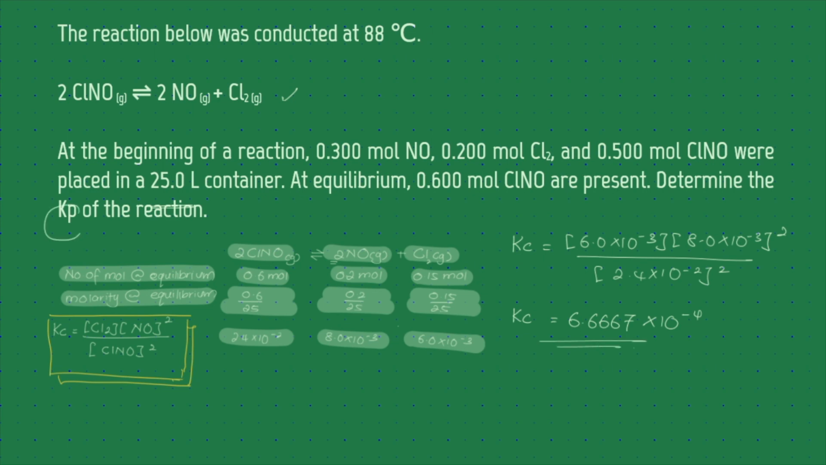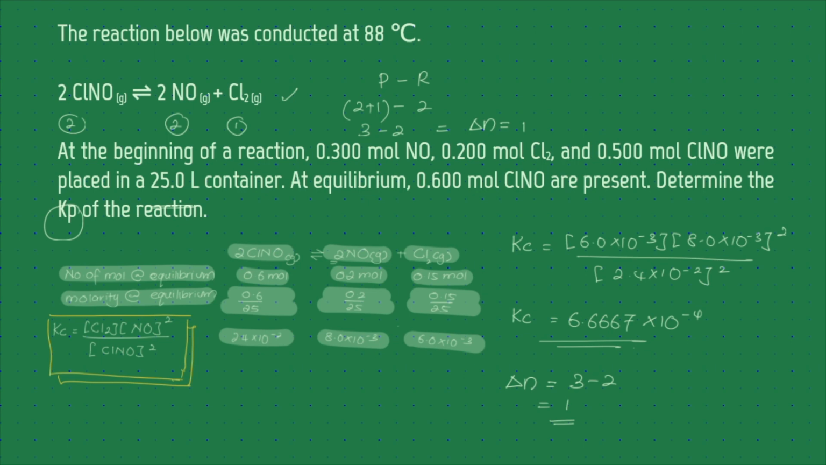But if you check again, you were asked to calculate the Kp, not the Kc. So the next thing we need to do is determine your delta n. For delta n, we just refer to the equation. We have 1 here and another 2 here and 2 over here. So product minus reactant: your product is 2 plus 1 and your reactant is 2. So 3 minus 2, therefore your delta n is equivalent to 1.